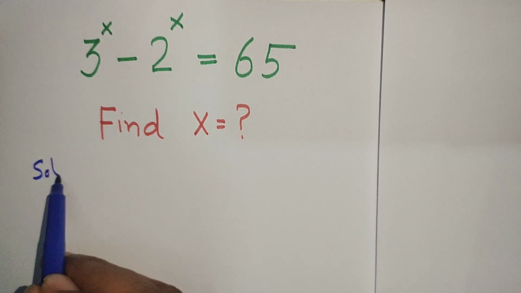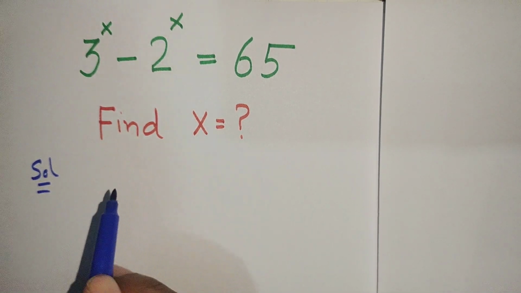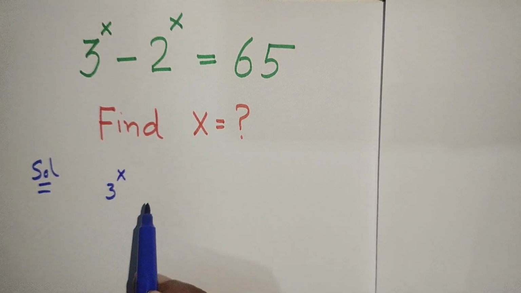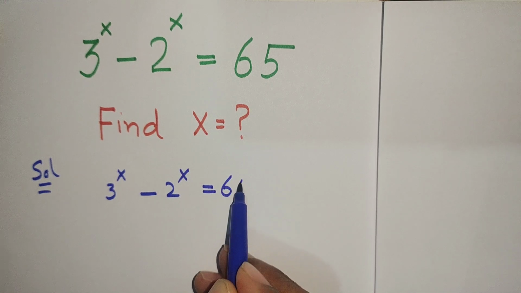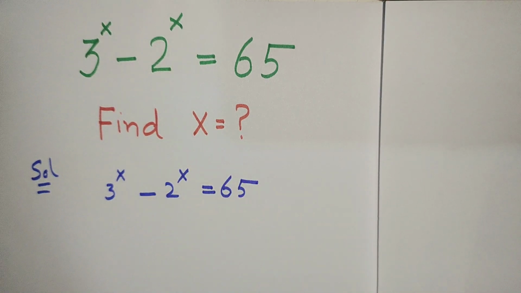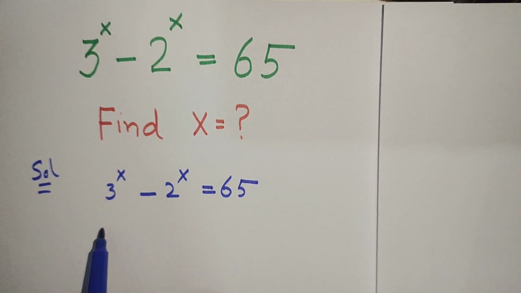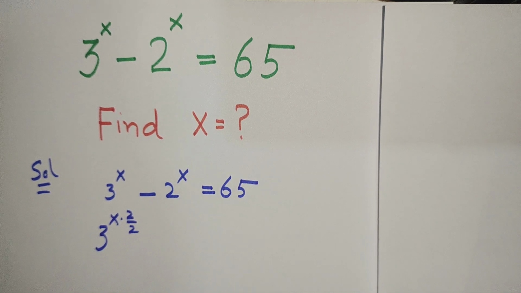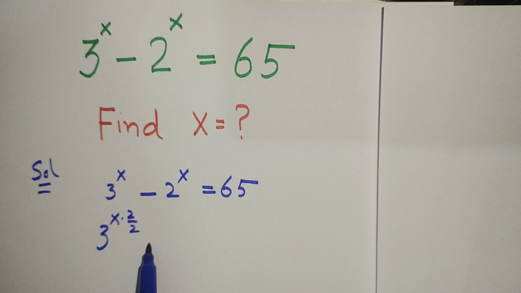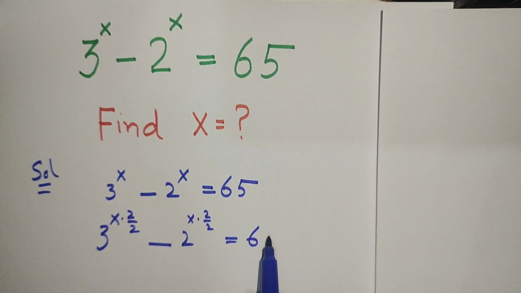In order to solve this expression, first of all we take the expression 3 raised to power x minus 2 raised to power x is equal to 65. Okay, first of all we can multiply and divide by 2 here. We simply take x multiplied by 2 over 2. There will be no effect because 2 over 2 is equal to 1. And we will similarly write 3 raised to power 2x into 2 over 2 minus 2 raised to power x into 2 over 2 is equal to 65.